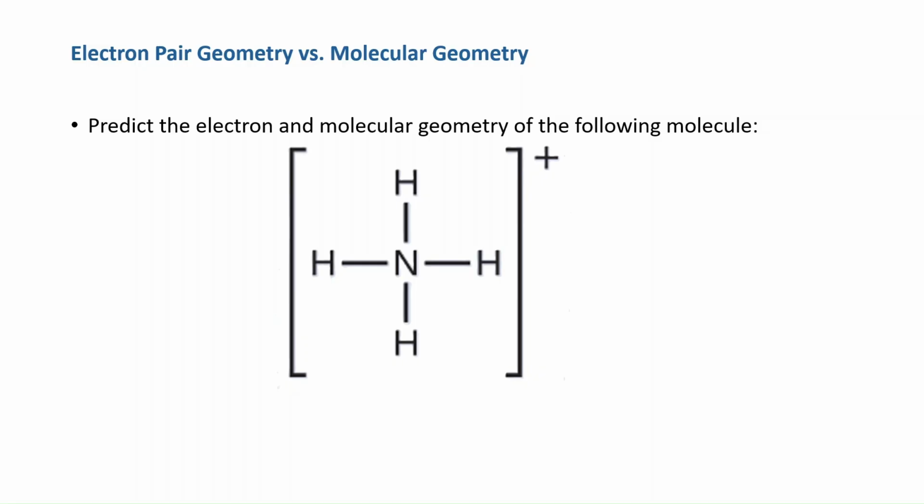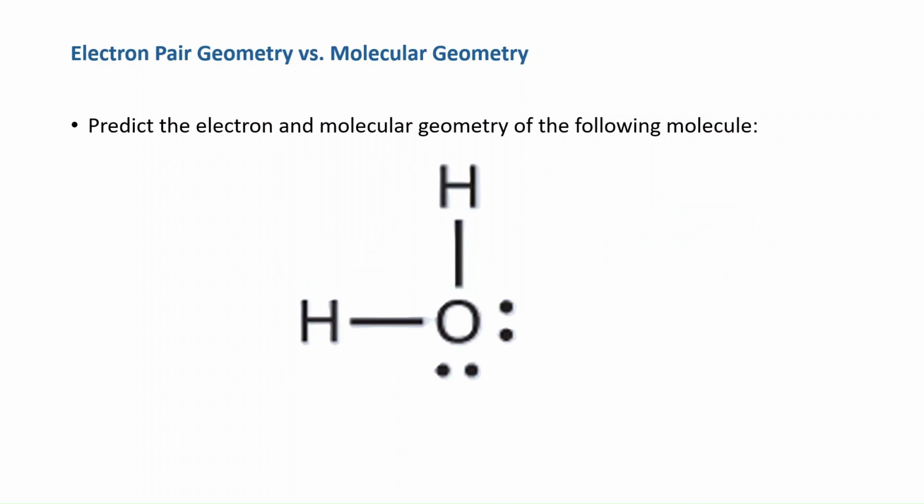Okay? Let's begin with electron geometry. How many electron groups or electron density groups? 1, 2, 3, 4. So that's tetrahedral. Molecular geometry, there are no lone pairs on the nitrogen, so it's going to be the same, tetrahedral. Again, 2 questions, 2 answers.